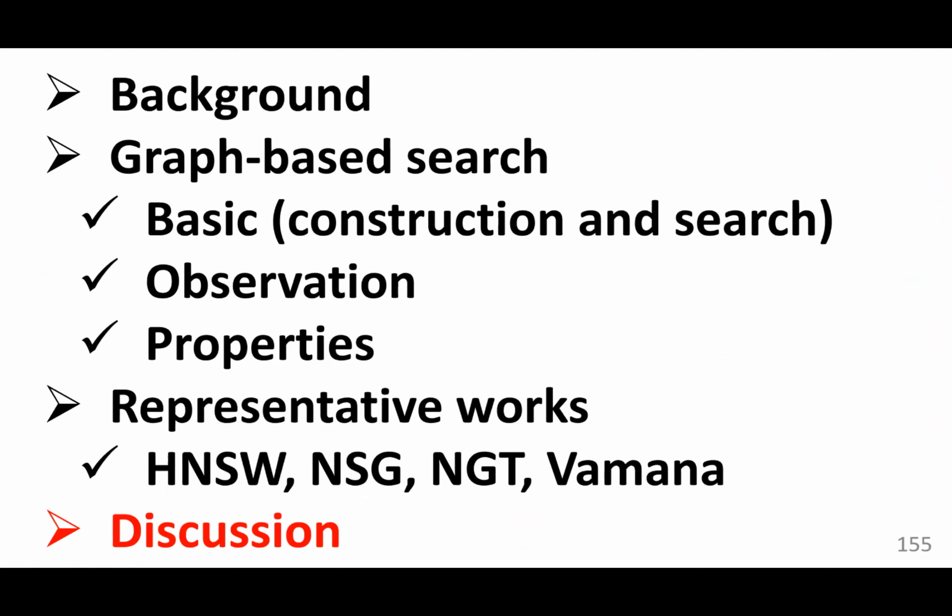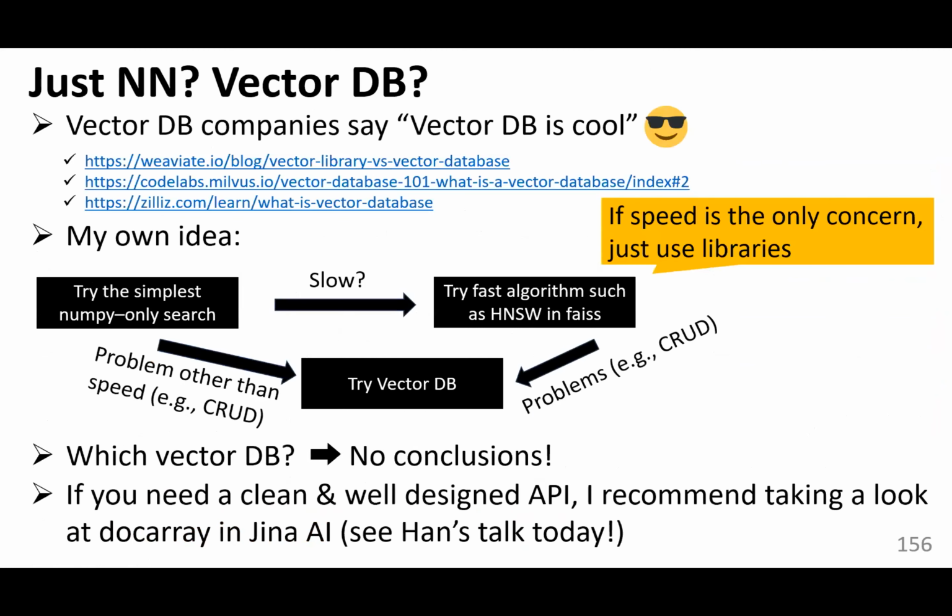Finally, I show some discussion. Okay, so this is kind of very interesting things you want to know. So just nearest neighbor search or vector database. Vector database companies are saying vector DB is cool, you know, because they are selling vector database. But my own idea is obviously let's first try the simplest NumPy-only search. You can implement that. Then 90%, in my opinion, it's fine enough. Just NumPy is enough.